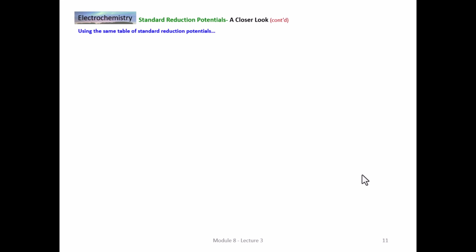Using the same table of standard reduction potentials, which again, I'm not putting on this slide for lack of room, which is a little annoying, but I will bring the potentials out from the table when we need them. So a type of question that would be fair to ask would be: would you expect a spontaneous redox reaction between dichromate ion, Cr2O7 2-, dissolved in water, and iron 2+ ion dissolved in water, where there's also hydrogen ions, in other words, in acidic solution?